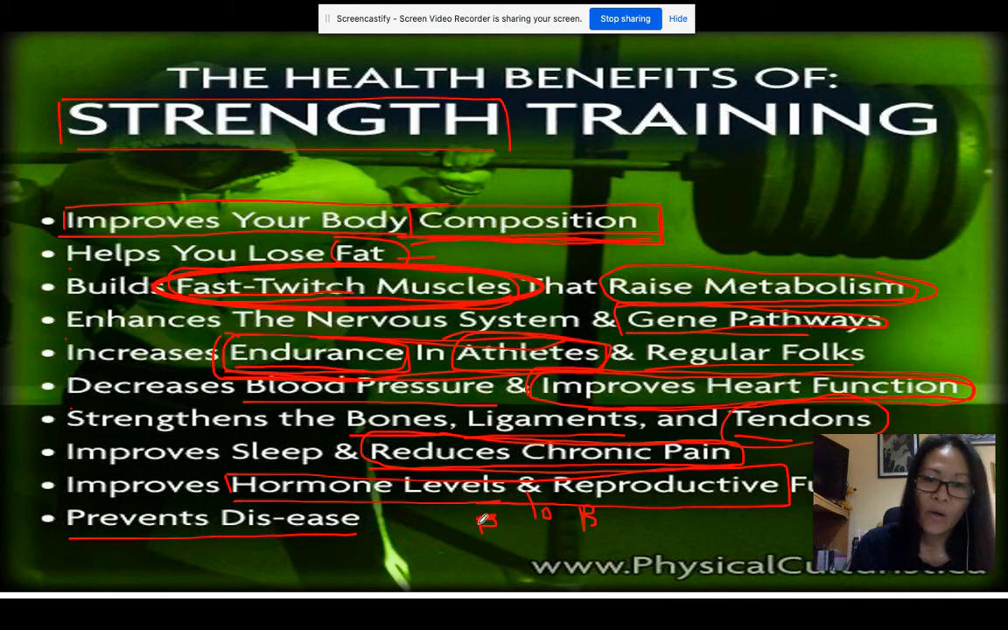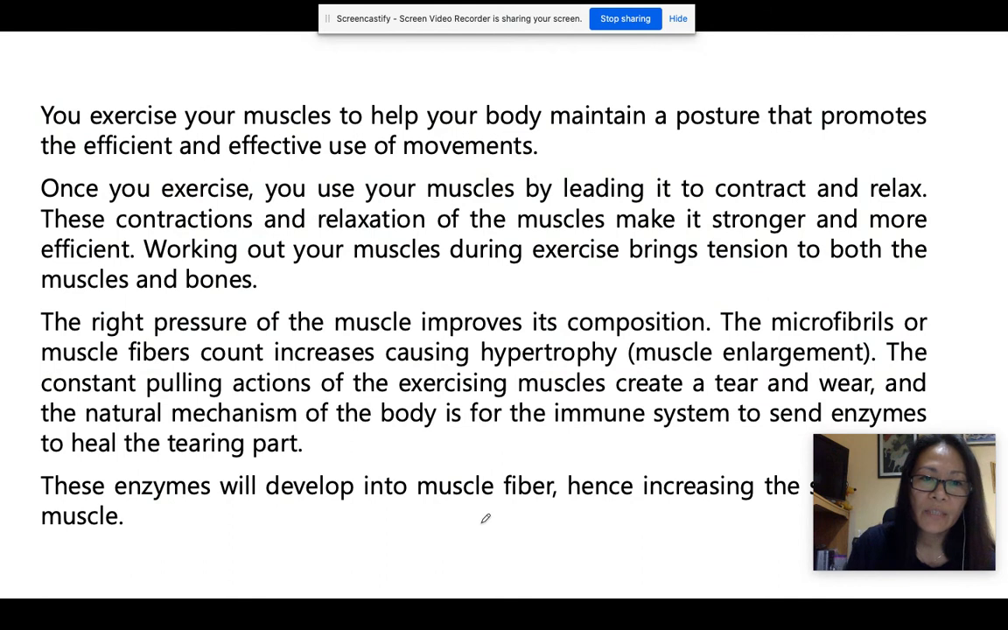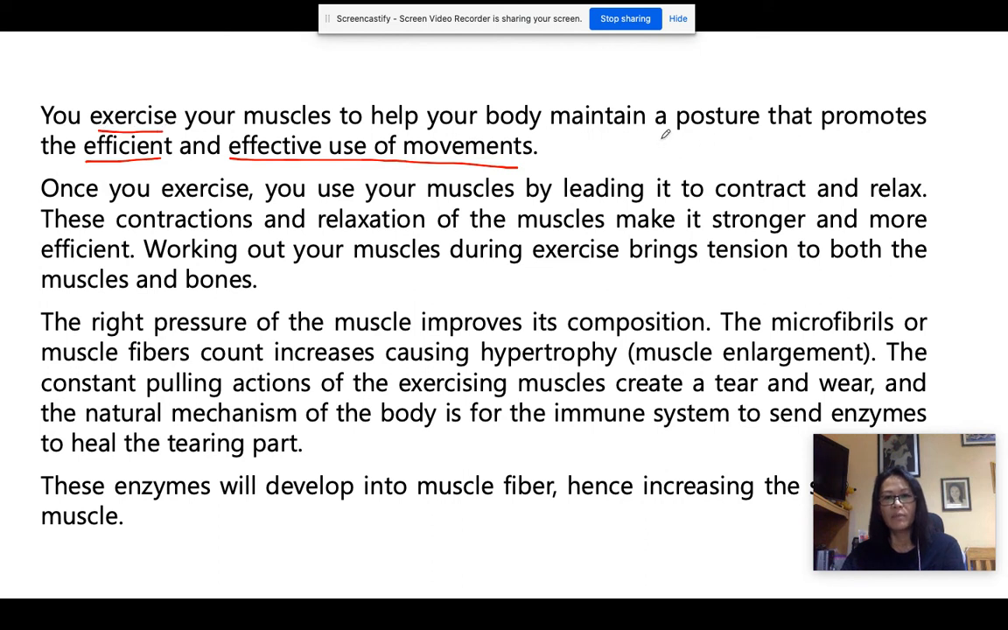All right. So let's proceed. Your muscles, you exercise your muscles to help your body maintain a posture that promotes efficient and effective use of movement. So you exercise for this posture, no? Strength exercises can help your posture be well. Proper posture, yung may body alignment talaga. Slouching, sitting down for a long time actually damages the posture, the natural posture.